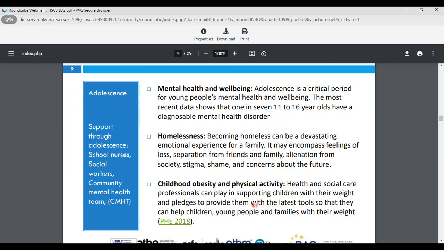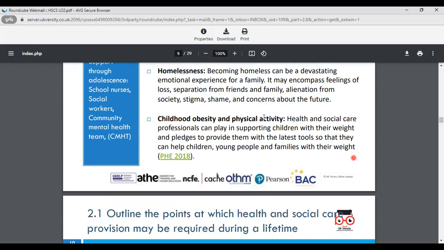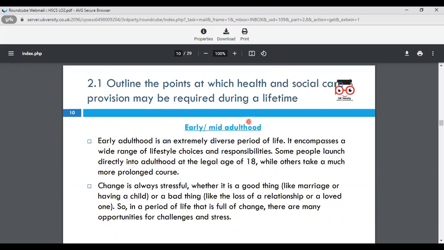Then there's childhood obesity and physical activity, which community workers have been working on in supporting children with their weight. Their pledge is to provide them with the latest tools so that they can help reduce weight in children, young people, and families. With childhood obesity and physical inactivity, you have diabetes, hypertension, and all other concerns as well.